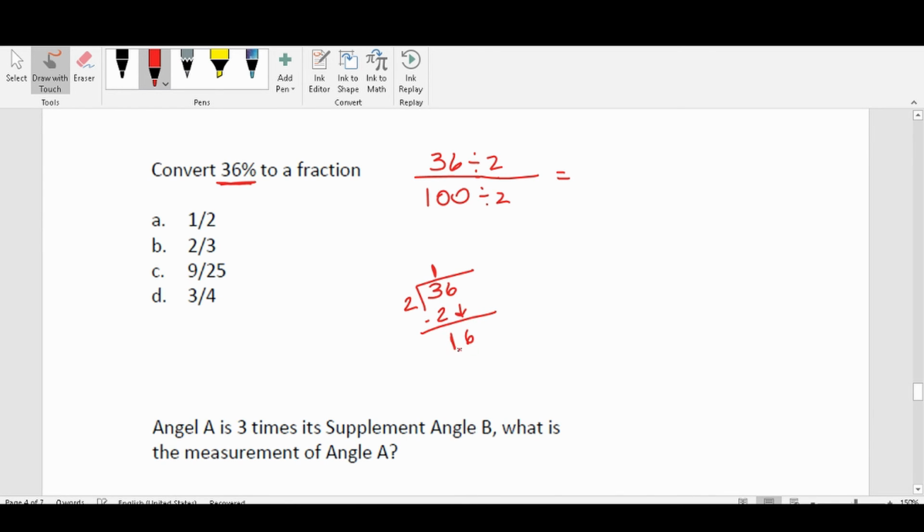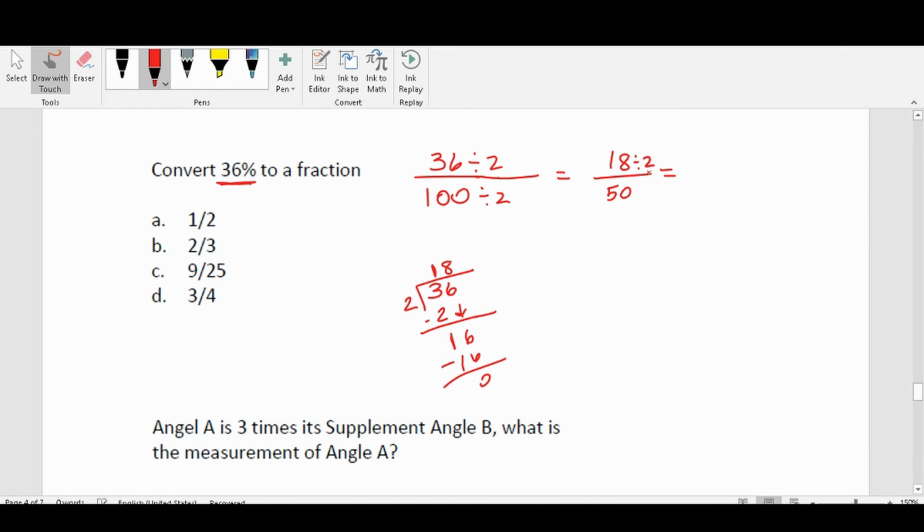Drop down this 6. 2 goes into 16 8 times. 8 times 2 is 16, so we know there's no remainder. So 36 divided by 2 is 18. 100 divided by 2, I'm not going to work out. That's 50. That's not one of our answer choices, so we have to keep reducing this.